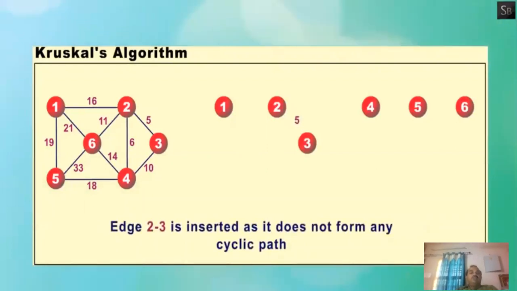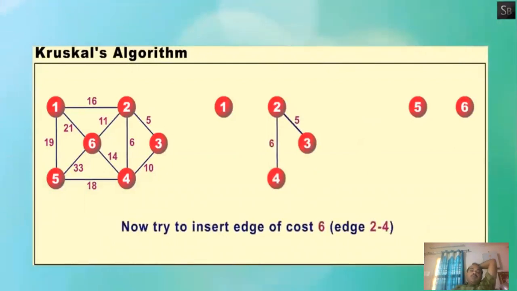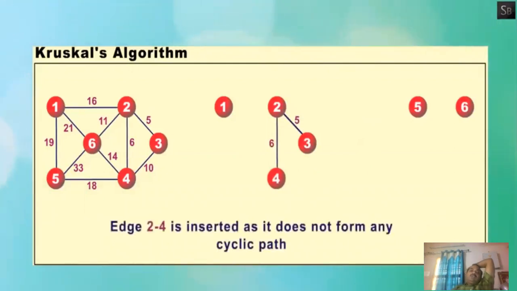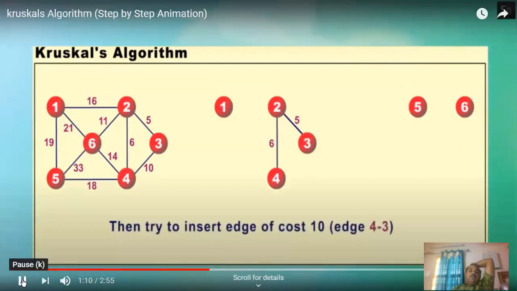Next cost is 6, 2 to 4. Yes, it is possible. Next one is 3 to 4, cost 10. But it is not a tree.